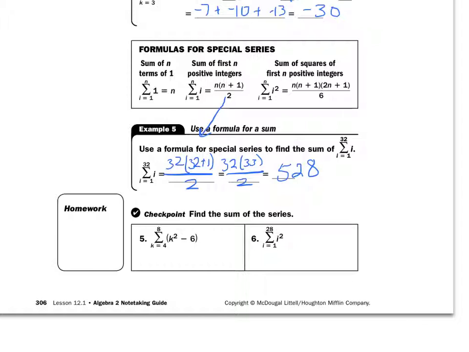Okay, so find the sum of the series. For this one, you just put in 4, 5, 6, 7, and 8 in the math formula and then add it together. On this one, you're going to take this formula and use it to find the sum from 1 to 28, where your n is going to be 28, for the sum of all the squares.